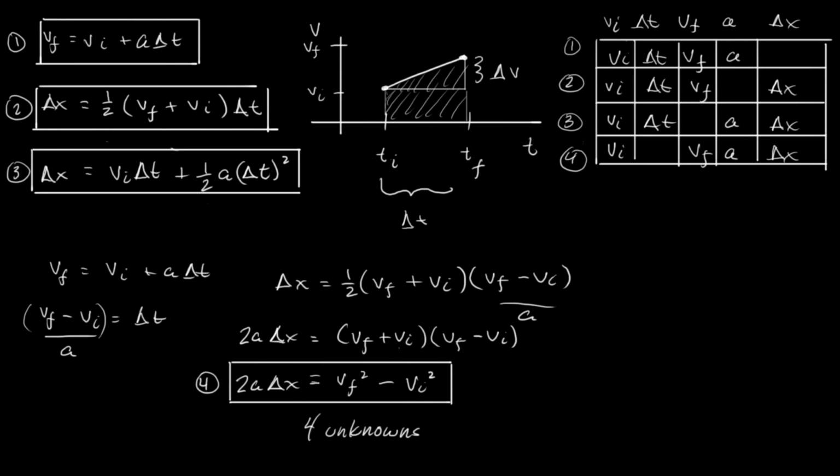Notice that in equations 3 and 4, you're dealing with squares, right? So you just have to remember there's a delta t squared in equation 3. In equation 4, the velocities are squared. So just remember equations 3 and 4 have squares in them, so I guess you could remember squares down below.